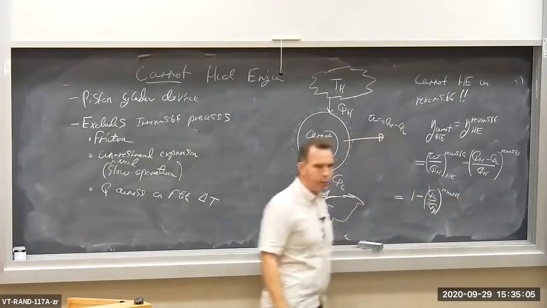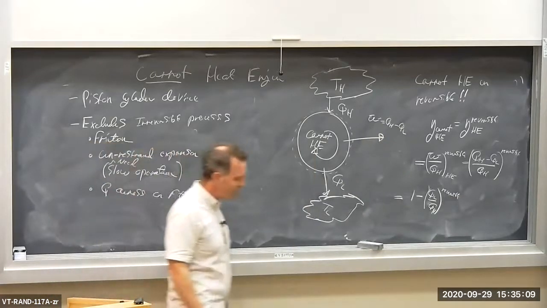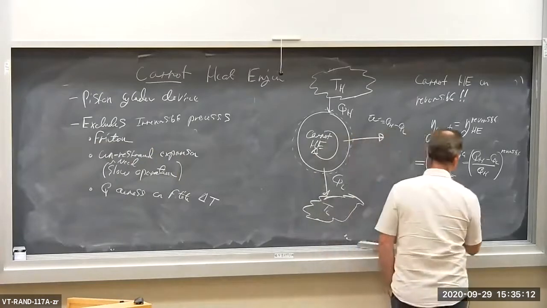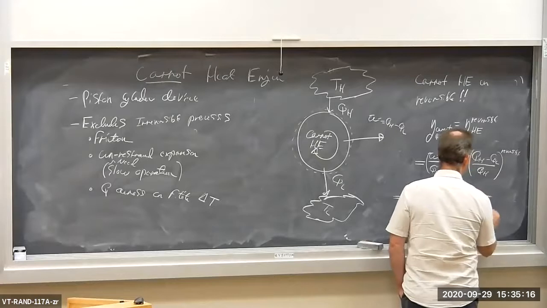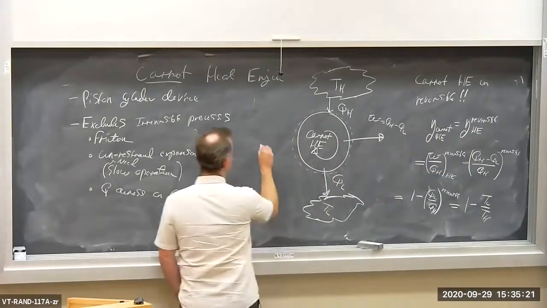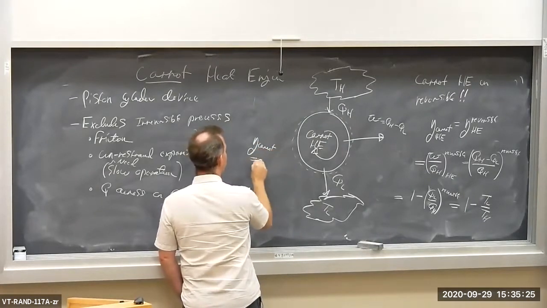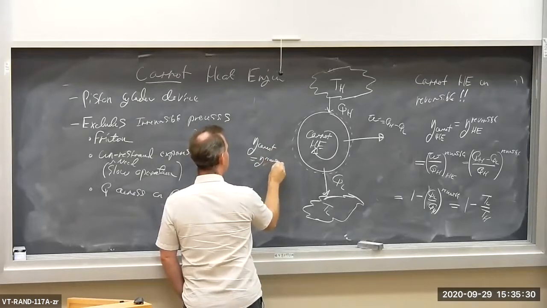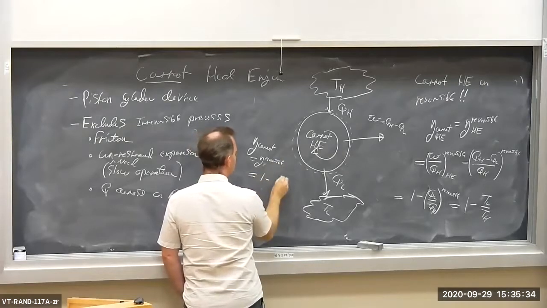What's Q low over Q high for a reversible process? It's equal to the temperature ratio of the reservoirs. 1 minus TL over TH. So the efficiency of this thing, eta Carnot, is equal to eta for the reversible heat engine, which is equal to 1 minus TL over TH.